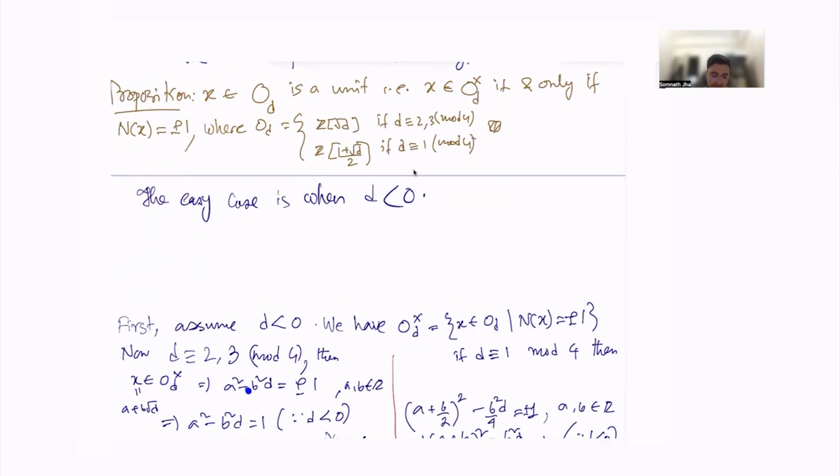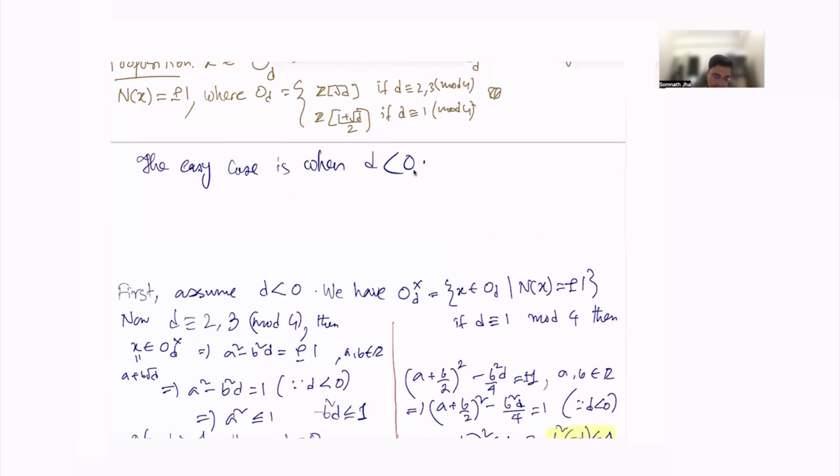But d is negative, right? d is less than 0. So minus d is positive. So a is an integer, b is an integer. This cannot take minus 1. So that means a squared minus b squared d must be equal to plus 1.